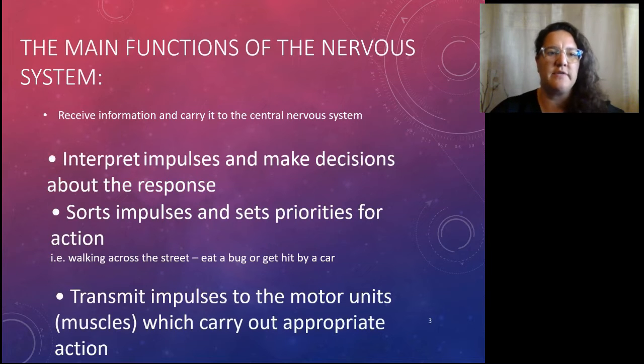The main function of the nervous system is to receive information and carry it to our central nervous system, interpret impulses and make decisions about responses, and sort the impulses and set priority for actions. So, do we walk across the street, meet a bug, get hit by a car? What's going to happen? And then it transmits impulses to the motor units, our muscles, which carry out any appropriate actions.